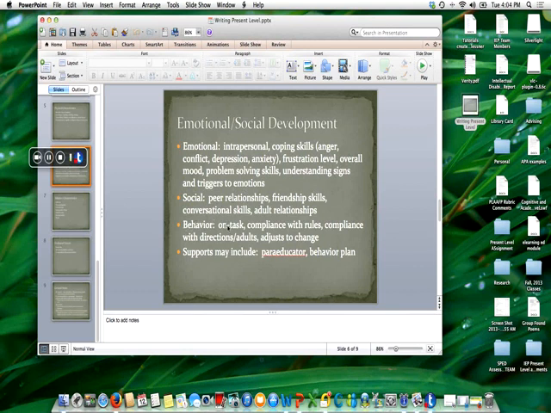We talk about emotional and social development, but this is also a part where we want to talk about the behavior. We can do that right in here. We can talk about emotionally, how is a child doing? What kind of coping skills does a child have? What's the child's frustration level? Overall mood? What kind of problem-solving skills is he or she using right now? Things like that. And then social would be peer relationships, friendship skills.